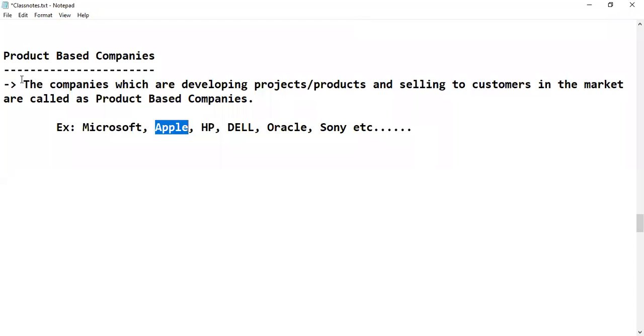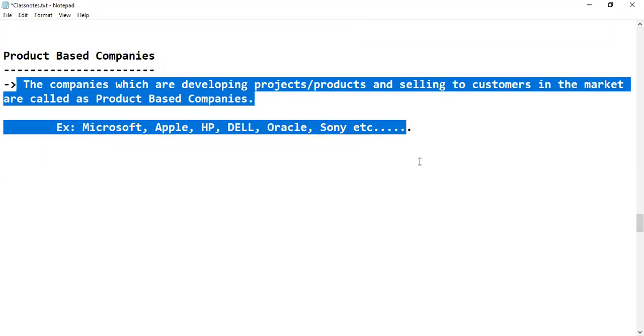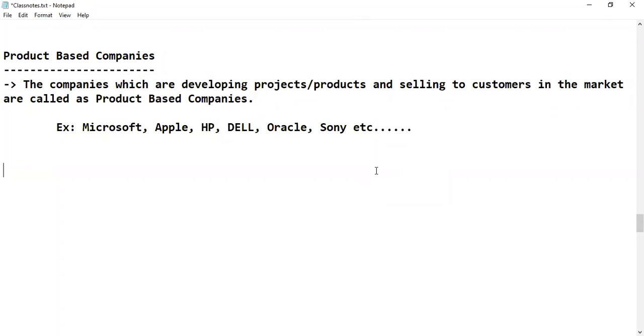So any company which is developing a project and selling that project to the people in the market is called a product-based company. There are several product-based companies available in the market. Microsoft is one, Apple is one, HP, Dell, Oracle, Sony, etc. Facebook also comes under product-based companies. Amazon is a product-based company. Amazon is developing the project and they are selling their products by using that project. All these companies come under product-based companies.